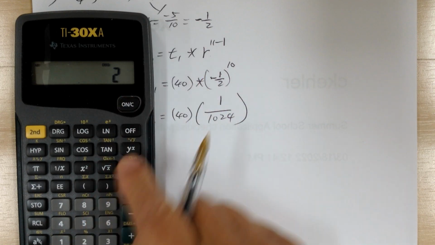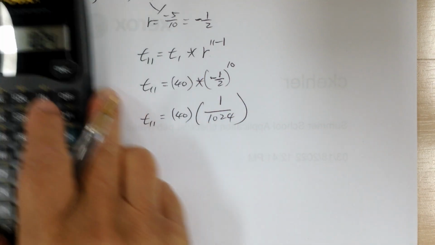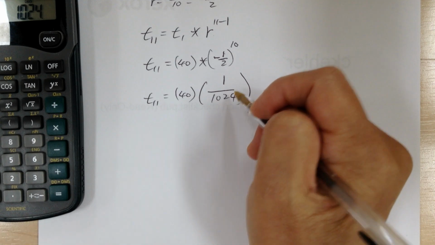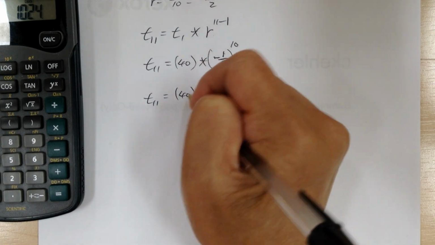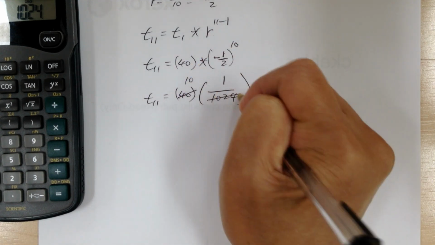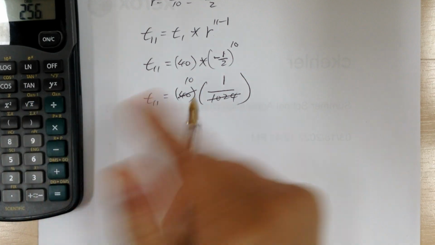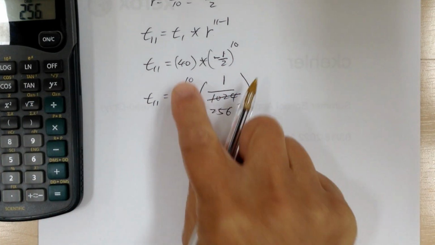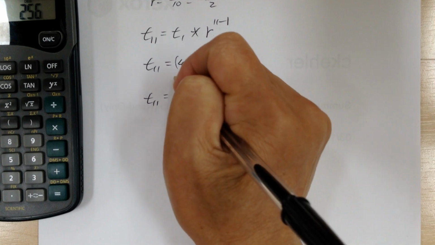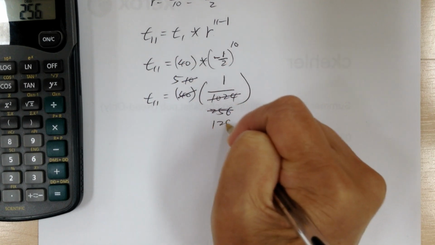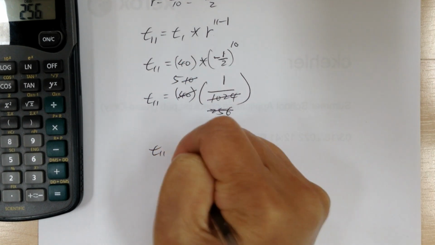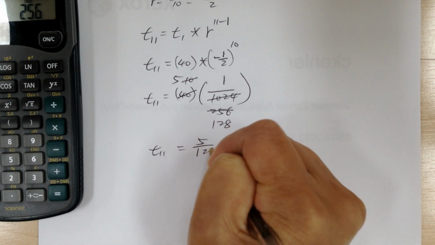Double check 2 to the 10th power. Now, these are divisible by 4, so I'm going to divide by 4, so I get 10. Divide by 4, I get 256, and this can divide by 2, so I'm going to divide by 2, divide by 2, and that's it. So T11 equal to 5 over 128.